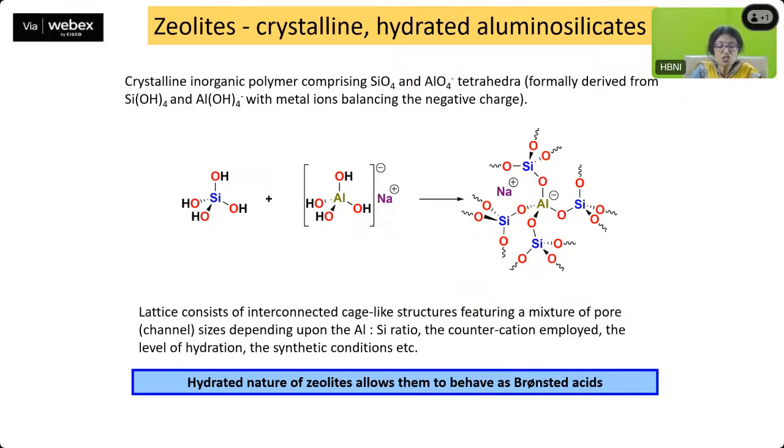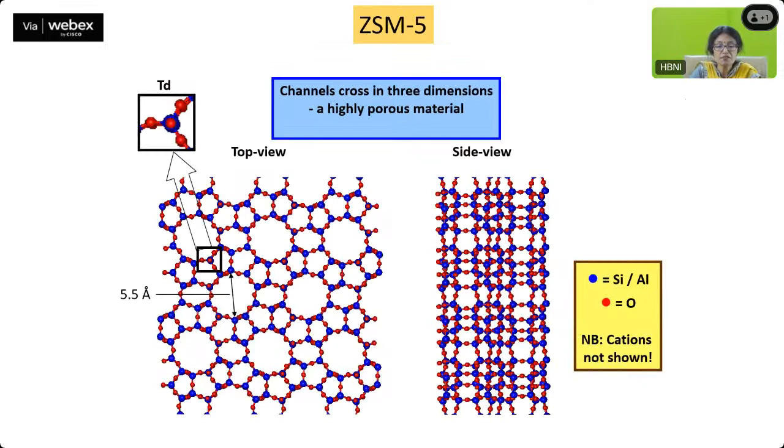The hydrated nature of the zeolites allows them to behave as Bronsted acids. So this is the typical ZSM-5 I have shown, how it looks from the top view and from the side view. Silicon and aluminium are shown as these blue dots and oxygen is shown by these red dots. Cations we are not showing. We are showing just the channels, how they look from the top view and the side view.